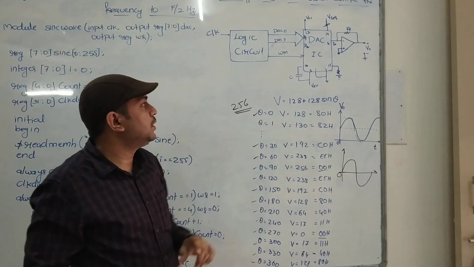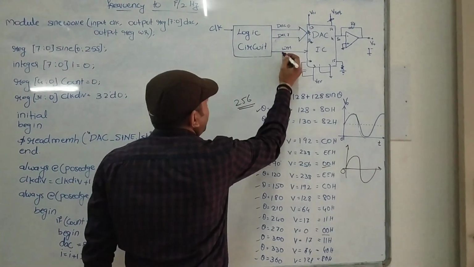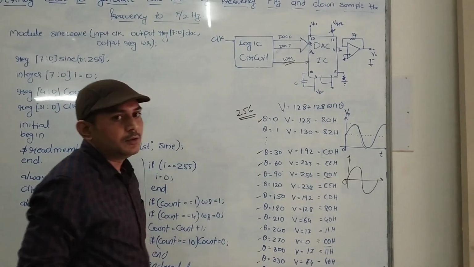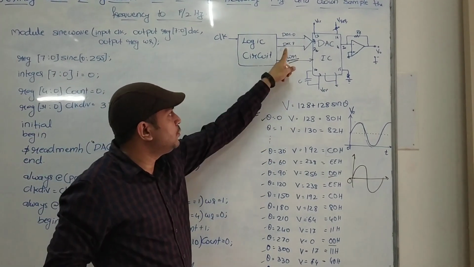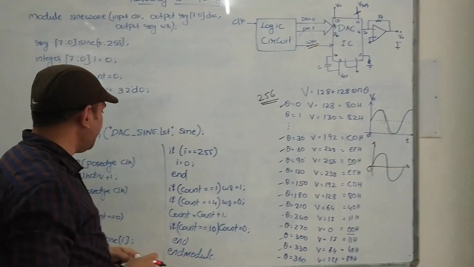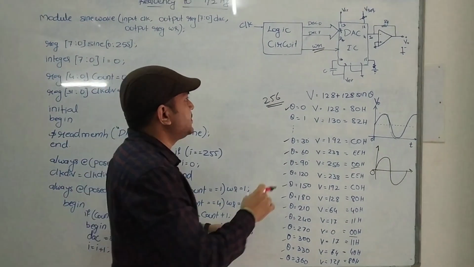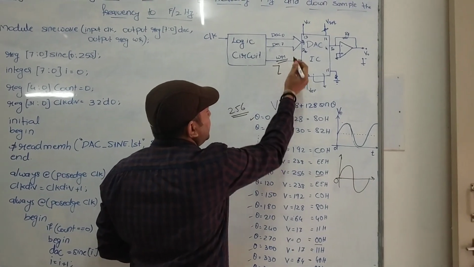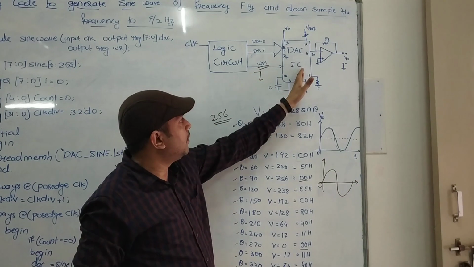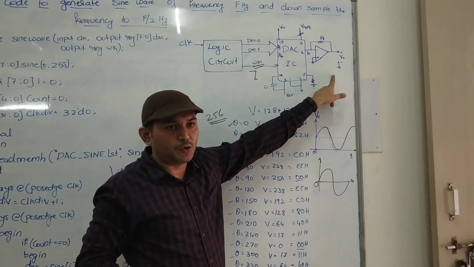One more thing here: this particular pin, the WR bar pin, is also an output from the logic circuit. Every time you send the data, a high to low transition has to be made so that this data gets latched onto this IC. Only then will it convert this digital data into analog output.